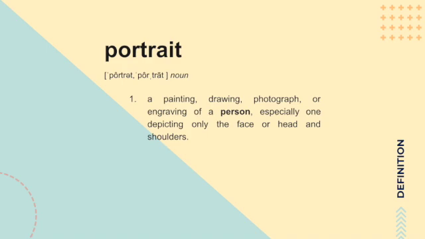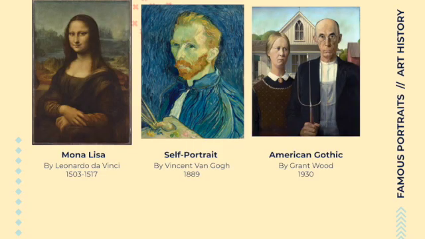Now, this is our one word that is an art word. And when we look back in art history, we see some examples of famous portraits from art history and portraits that you may have seen before. The first one is, of course, Mona Lisa. She was painted by Leonardo da Vinci, and he worked on this painting from 1503 to 1507.